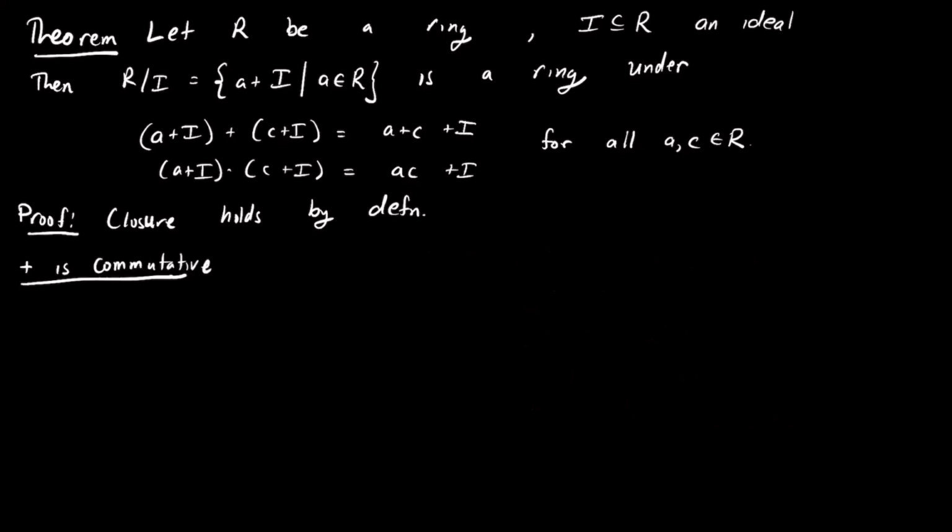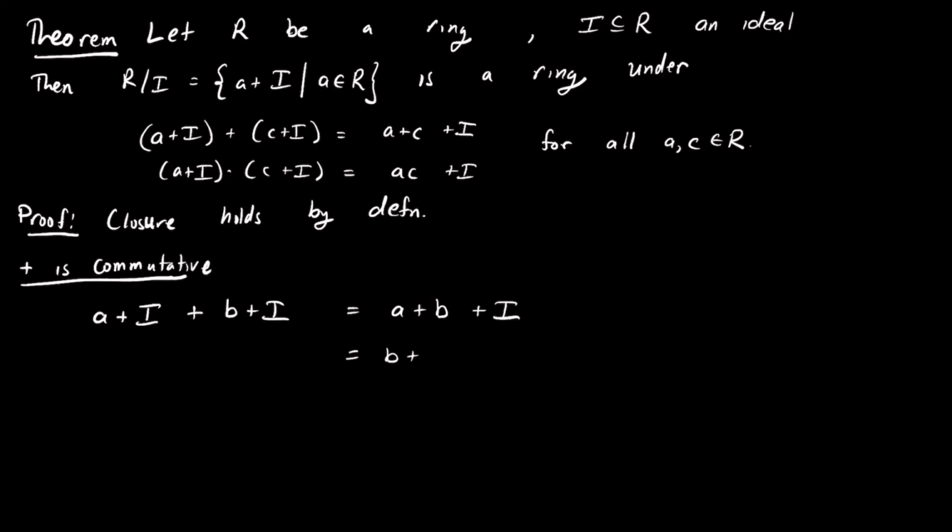Okay, great. So now let's check that addition is commutative. I'm going to take two cosets, a + I and b + I. I know by definition that this is just (a + b) + I. That's what it means to add two cosets together. And I know now that a + b is an element of R, and inside of R, addition is commutative. So I know that a + b can be rewritten as (b + a) + I. And then using my definition of addition, this is just (b + I) + (a + I). So I've proved that addition is commutative.